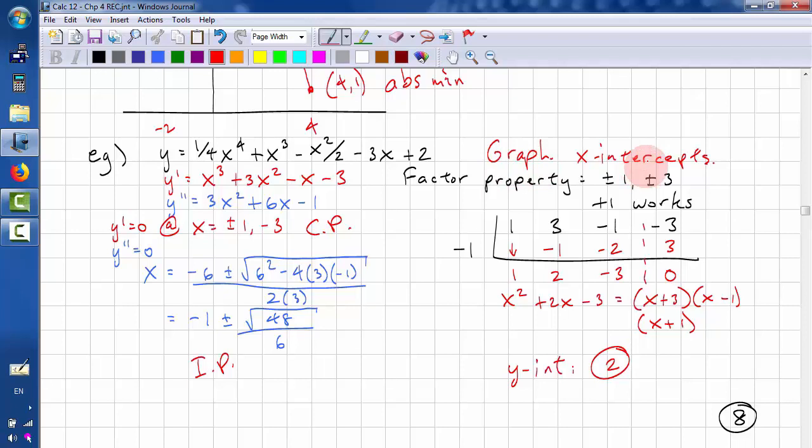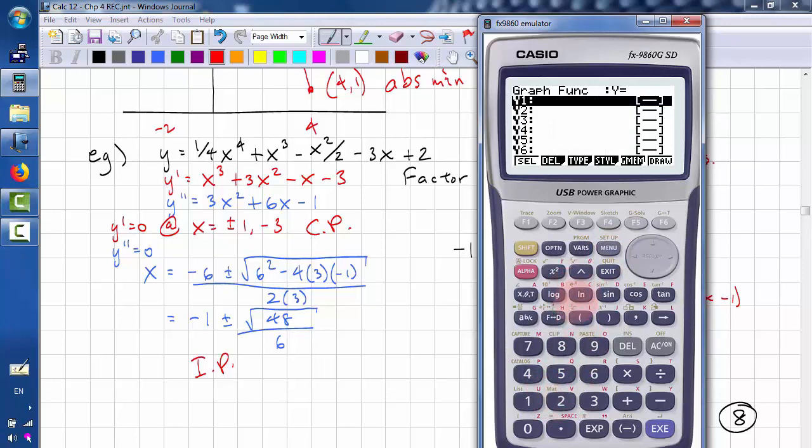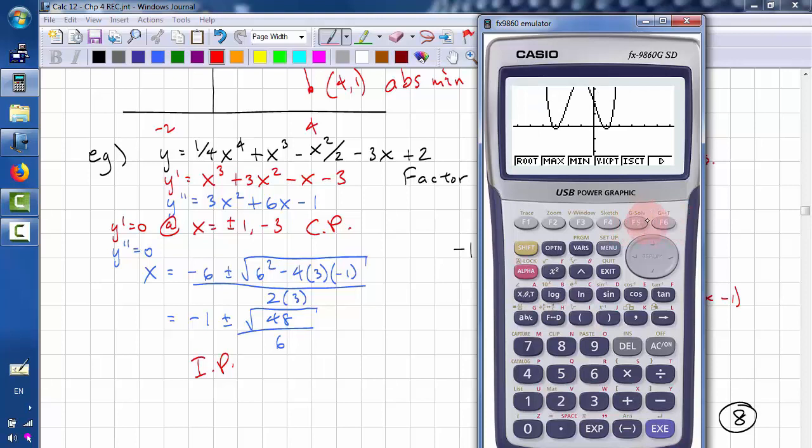With the x-intercepts, this is not easily factorable. So we'll just use a calculator to solve for that. Enter our function, x raised to the power of 4 divided by 4 plus x cubed minus x squared divided by 2 minus 3x plus 2. And draw. And we're going to do the solutions. We're going to find the roots or x-intercepts or zeros, depending on what your calculator says.